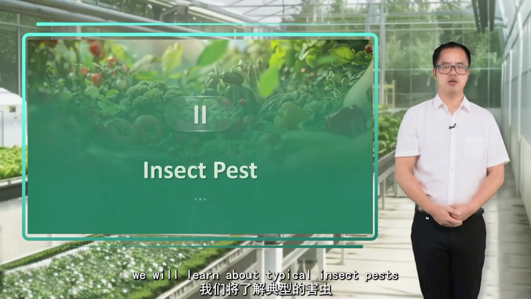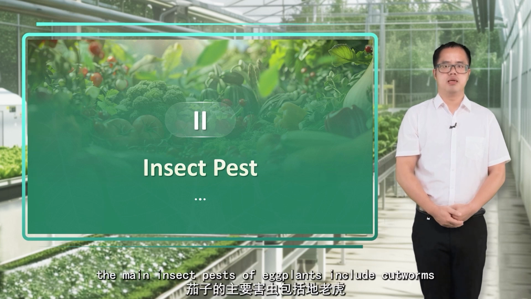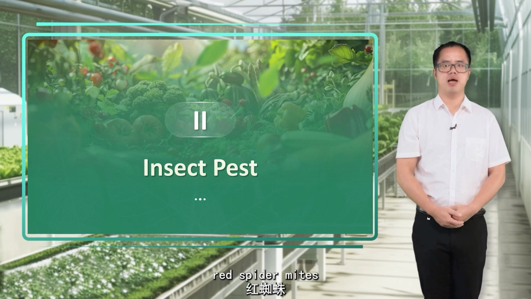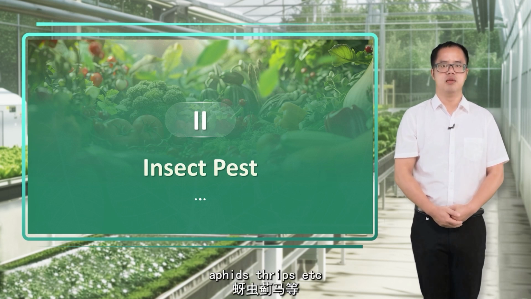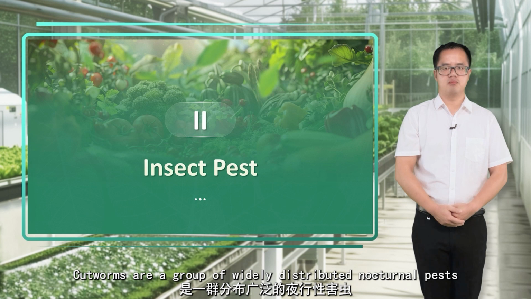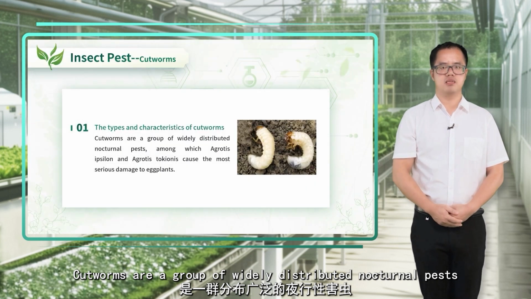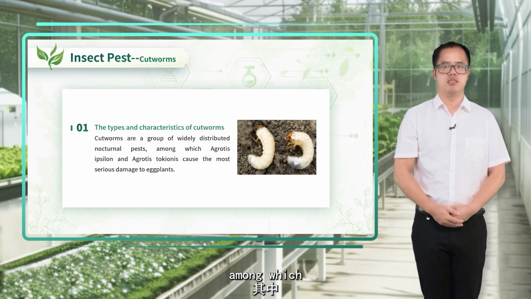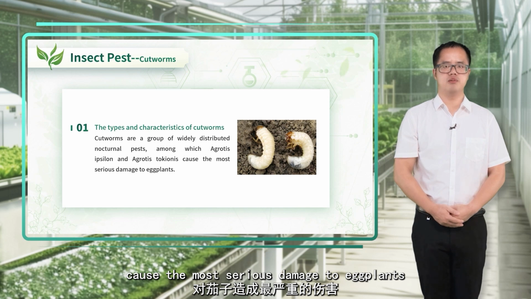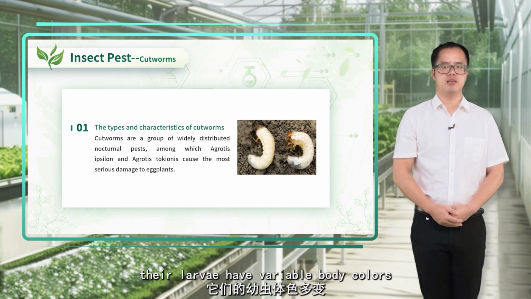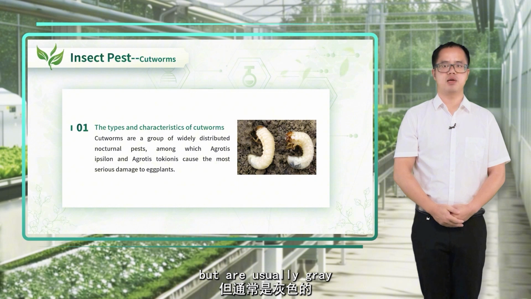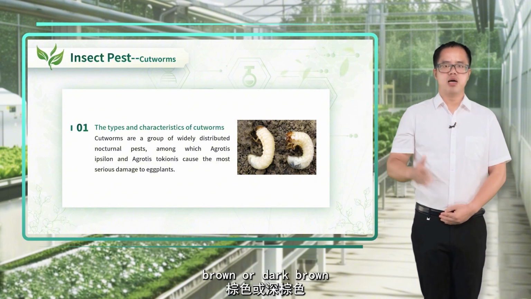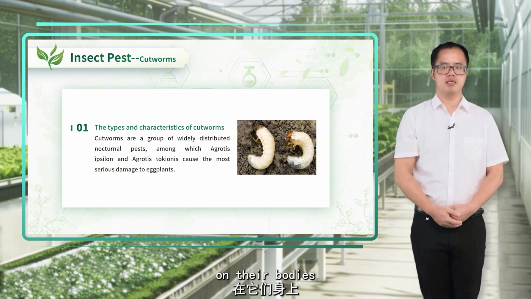Next, we will learn about typical insect pests. The main insect pests of eggplants include cutworms, red spider mites, aphids, thrips, etc. Cutworms are a group of widely distributed nocturnal pests, among which Agrotis ypsilon and Agrotis tokionis cause the most serious damage to eggplants. Their larvae have variable body colors but are usually gray, brown, or dark brown on their bodies.